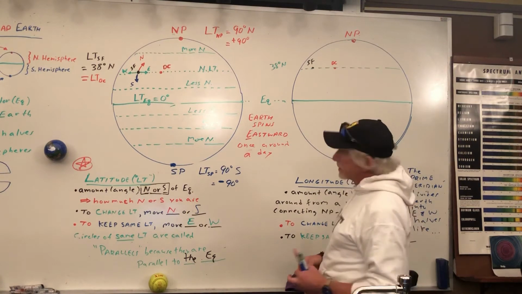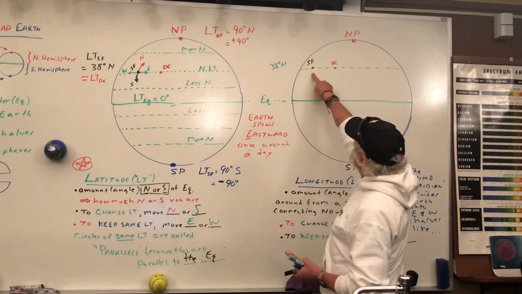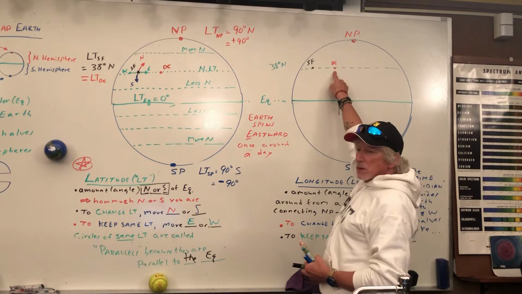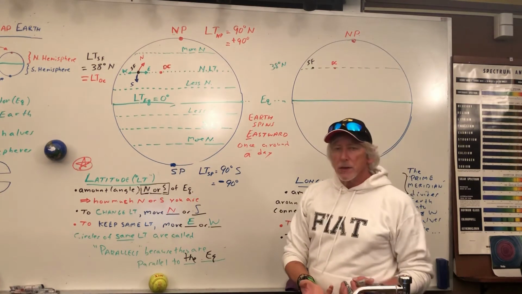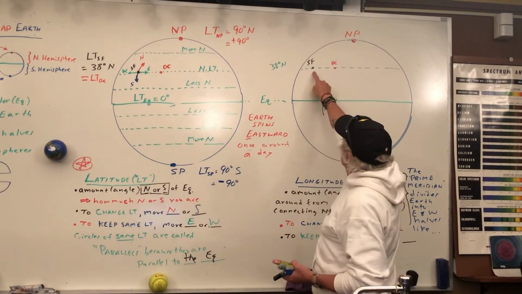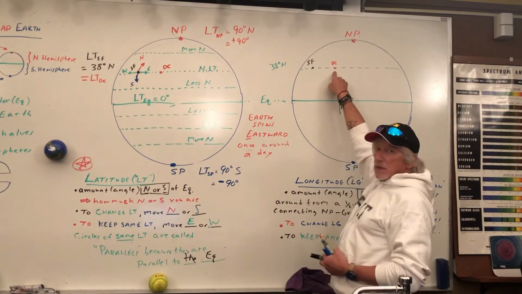What about other places? I mean, what's the difference? So they've got the same latitude, but they're obviously different places. DC is east of San Francisco.